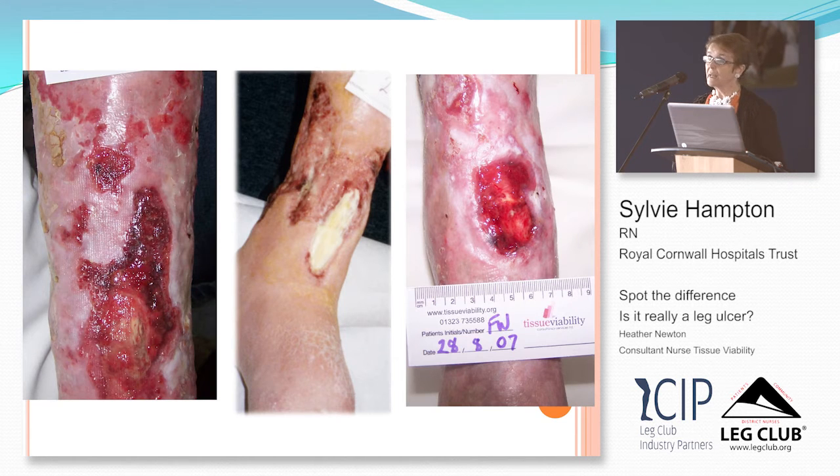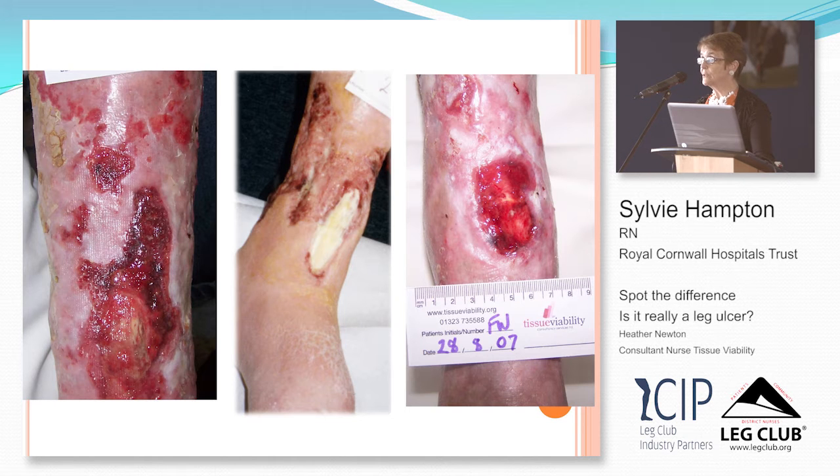This is an arterial wound, a gentleman that was in excruciating pain, and we didn't seem to be able to help him at all. We could only treat the symptoms. This is both arterial and from poor bandaging. So this person had bandages on far too tight.